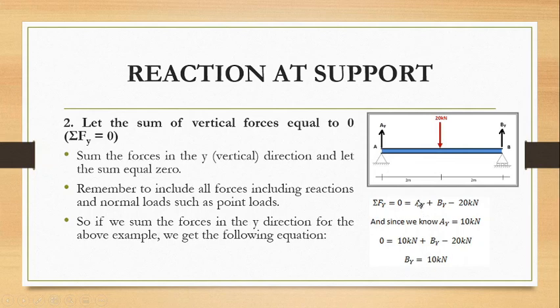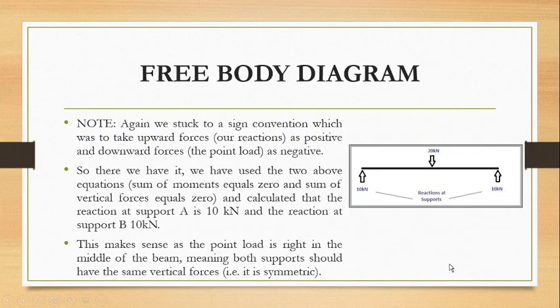Let's put the AY value here, which is 10 kilonewtons, as we have already found in the previous equation. By solving this equation, we find that BY is equal to 10 kilonewtons. The point to be noted is that we again stuck to a sign convention, which was to take upward forces, which are the reactions, as positive, and downward forces, which was the point load right in the middle, as negative. So there we have it.